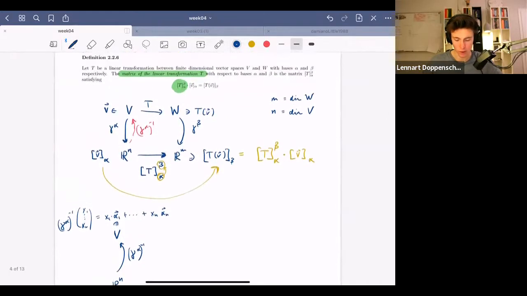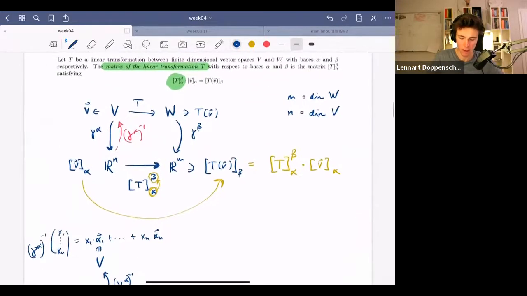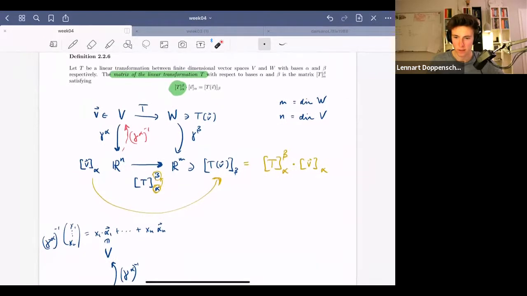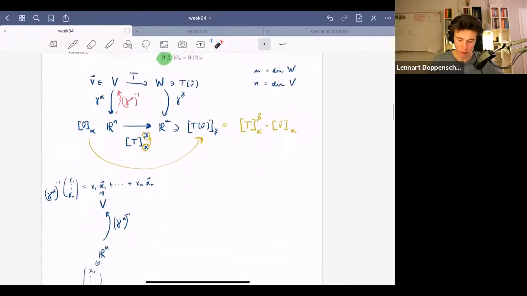So you could also start with an n-tuple on the bottom left. You could build it, then apply T, and then decompose it into an n-tuple again. And that's the same thing as just multiplying the n-tuple with this matrix. I don't know if this is confusing or if this is helpful, but if you have questions, please do ask now. Otherwise, I'll just go on.